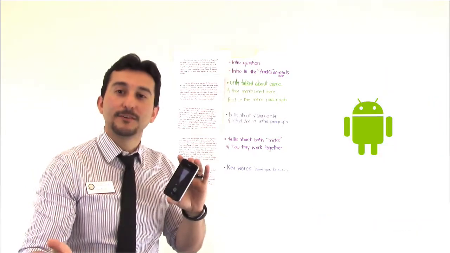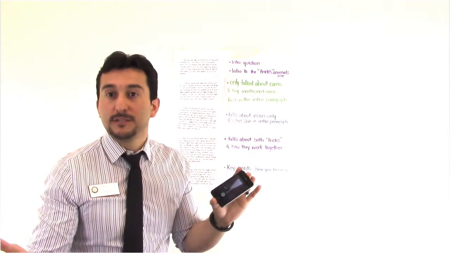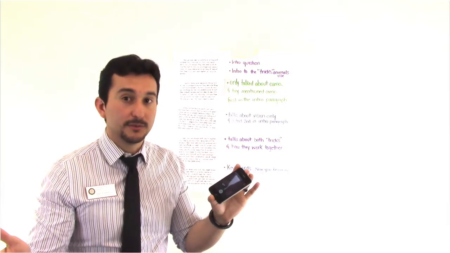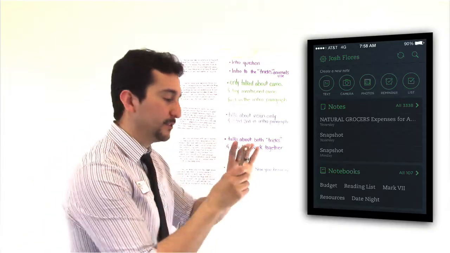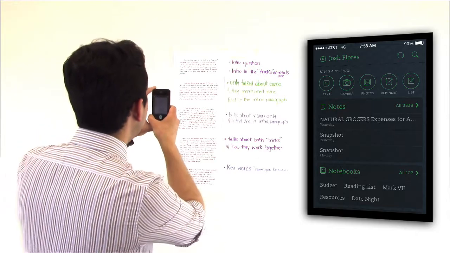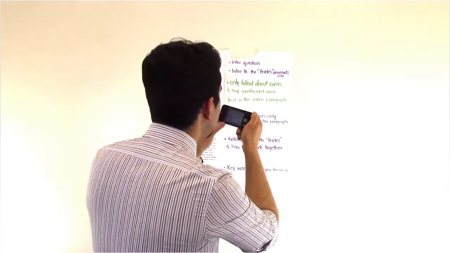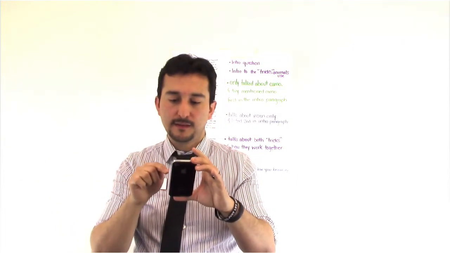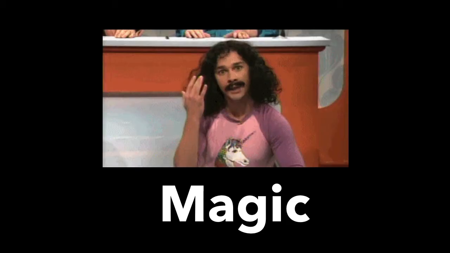If you don't have an iPhone, Evernote's also available on any Android phone. If you're fortunate enough to have an iPad or an Android tablet, you can get Evernote on that as well. But I'm going to use the camera feature to take a picture of this writing. Click and save. There we go. I saved it, and now it's backing up to the magic cloud.